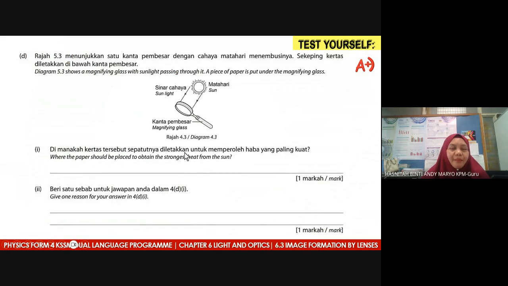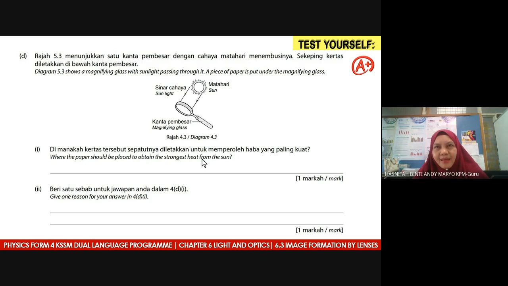Now this is application. This diagram shows a magnifying glass with sunlight passing through it. A piece of paper is put under the magnifying glass. So we place a paper down here. The first question: where, students, should we place the paper to obtain the strongest heat from the sun? So where to place the paper?